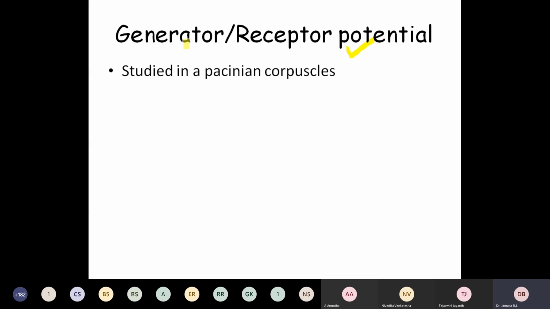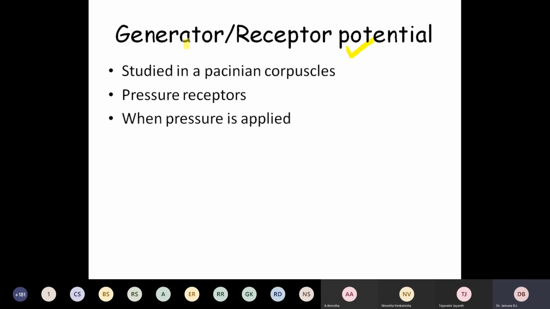These receptors, the Pacinian corpuscles, are the pressure receptors. That means they respond to mechanical stimulus. When pressure is applied, it generates a graded potential. We already know the difference between a graded potential and an action potential. The graded potential is generated locally; it is not propagative in nature. It can be either depolarizing or repolarizing.